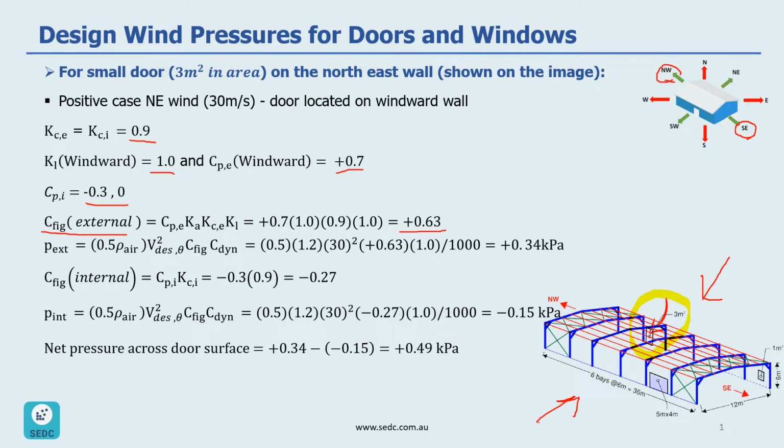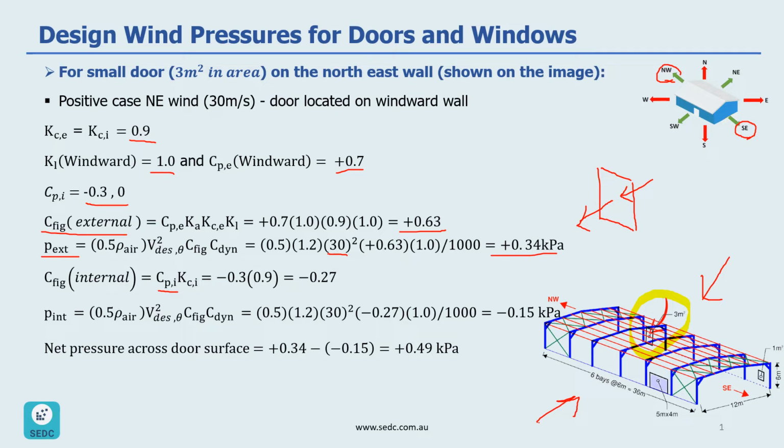So CFIG and external with these values would be positive 0.63. And our external wind pressure with 30 meter per second design wind speed is going to be positive 0.34 kPa. Now let's look at internal wind pressure. So our CPI, we had 2 values. So we need to look at the negative value, and the reason for that is that the external wind pressure is positive, so it's toward the surface. Internal wind pressure, if it's negative, is going to be away from the surface.